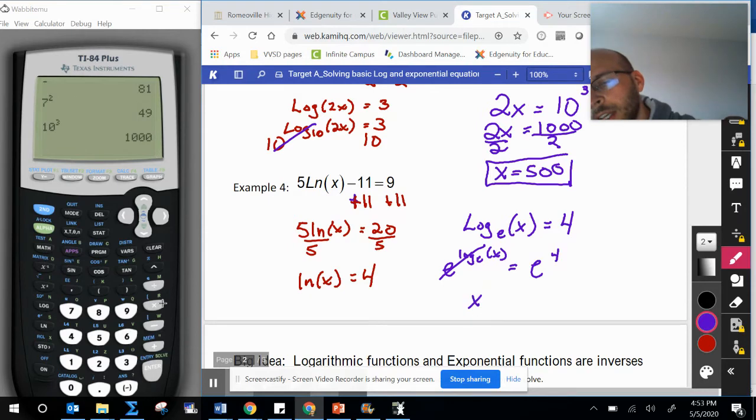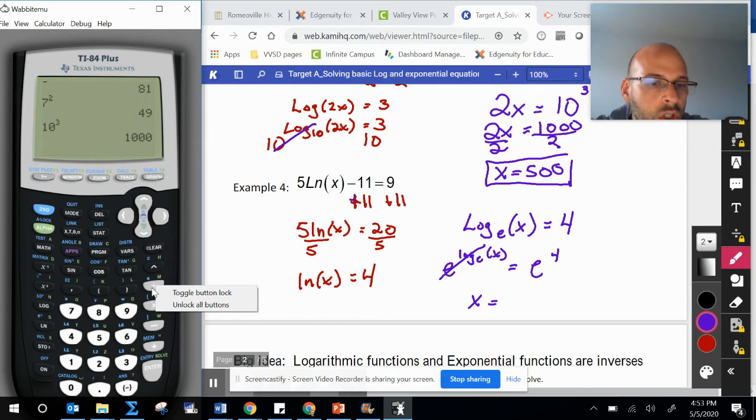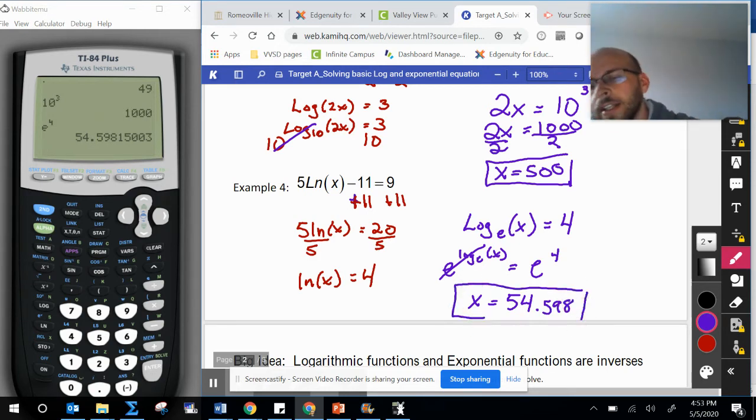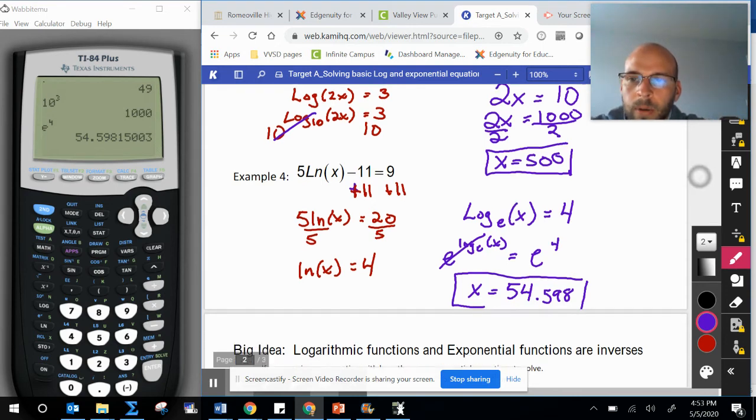These cancel, so I get x is equal to whatever e to the fourth is, and that's going to be a decimal for sure, but we're going to find out. So e to the fourth power is going to be approximately 54.598, and that would be my answer. Okay, now that's rounded, of course. When you have e in general, it is a decimal, so anything that involves e is typically going to be a decimal answer. All right.